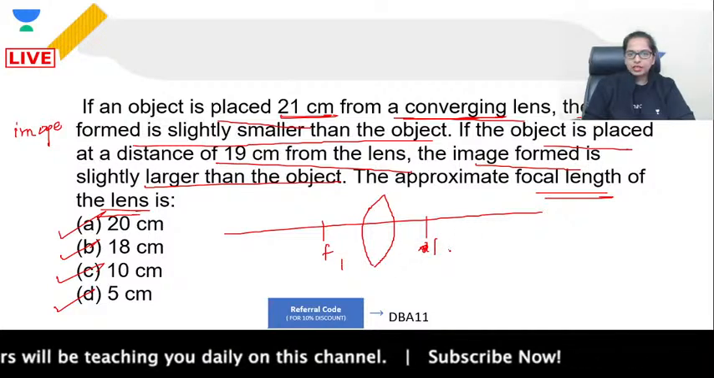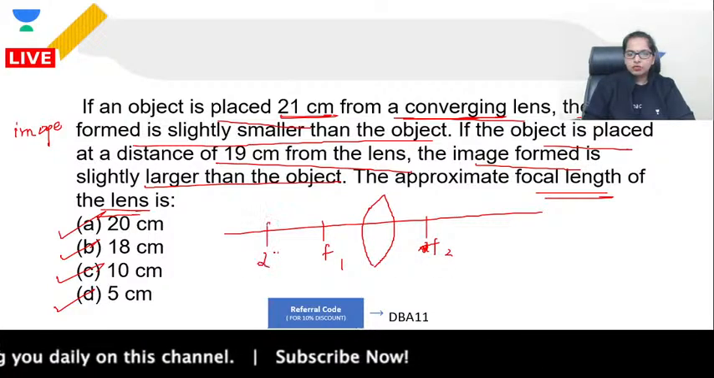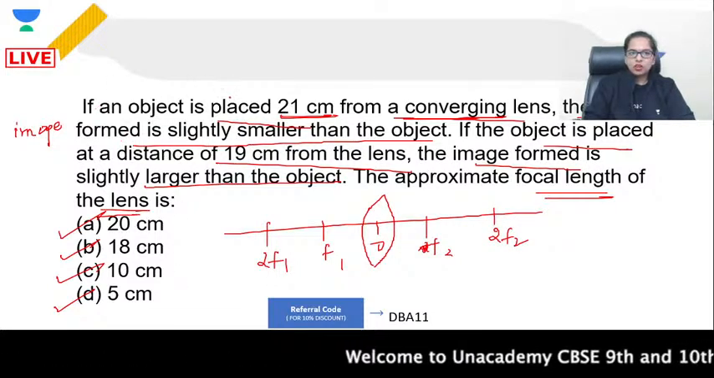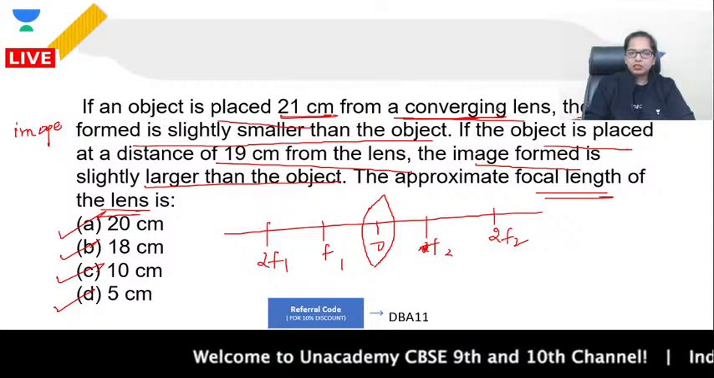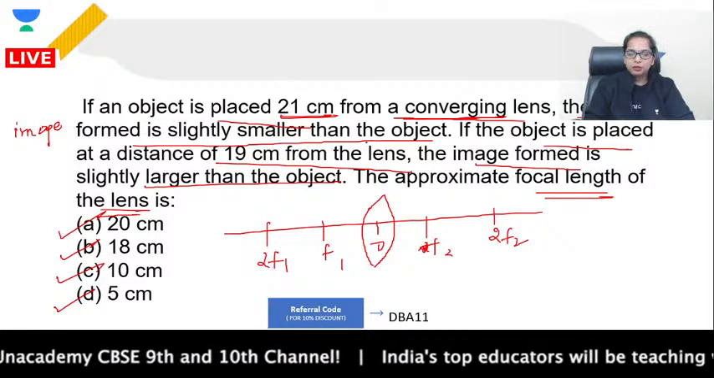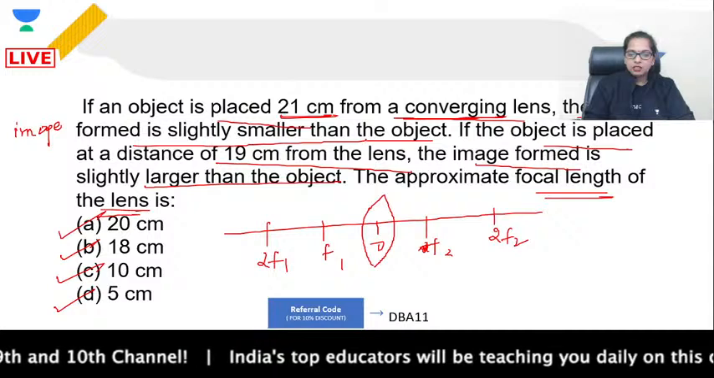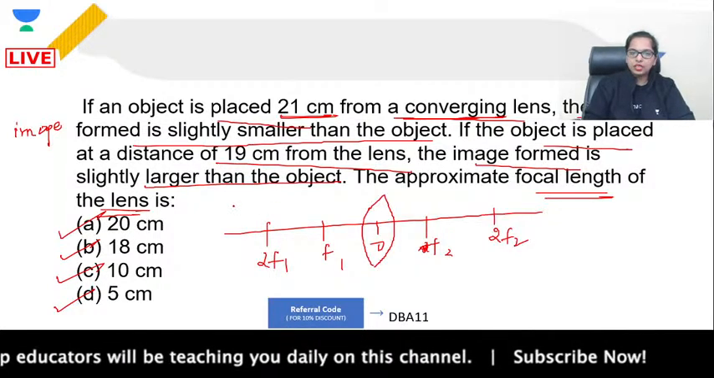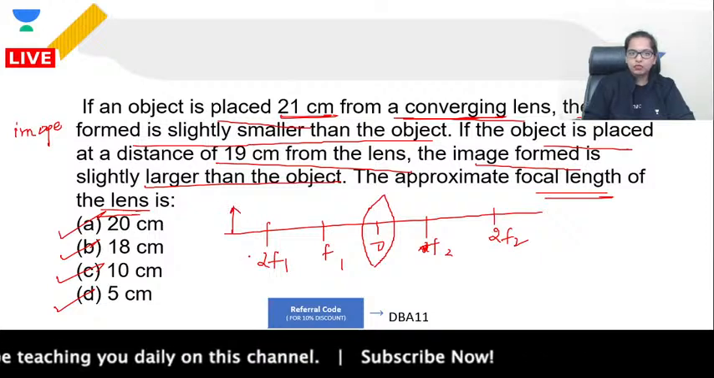f1, f2 like this, right? It is having 2f1 and 2f2. These are the things, right? This is optical center O. What it is saying: if the object is placed 21 centimeters from the converging lens, the image is slightly smaller than the object. इसका मतलब क्या है? ऑब्जेक्ट को कहाँ रखा गया है? स्मॉलर होगा. That means it is beyond 2f. ठीक है. यहाँ कहीं पे ऑब्जेक्ट को रखा गया in first case.